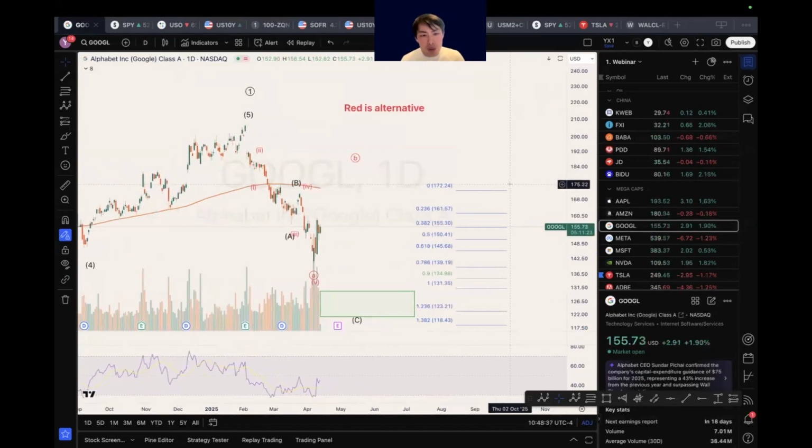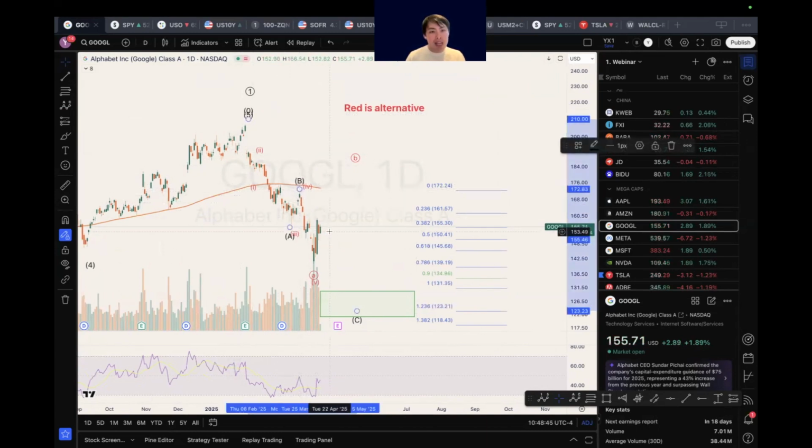Google is quite a tricky one to decipher because, to me, this is a wave B. That's the most obvious wave B we have. And therefore, if this is wave B, we didn't really get that wave C that we want. In fact, if this wave C terminates here, it's quite a short wave C. And therefore, I still see the downside.